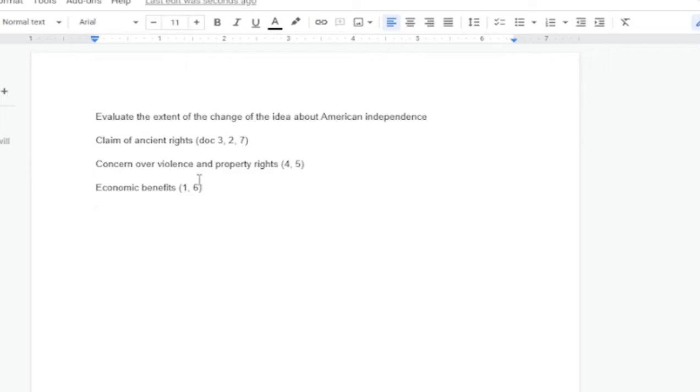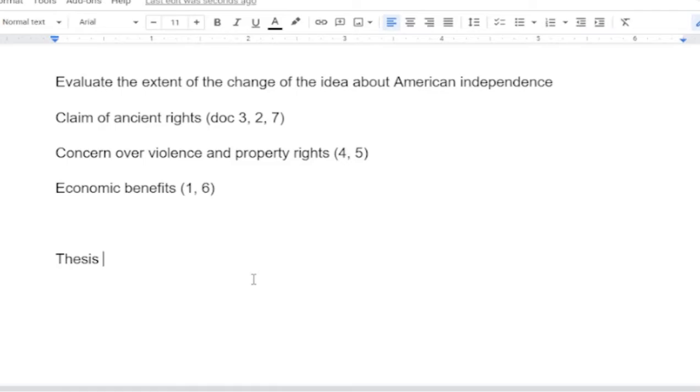So let's get our thesis out. Thesis, and let me zoom in so you guys can see a little bit easier. My apologies. There we go. A little easier to see. I'll scroll down a little bit. Okay. Thesis statement.